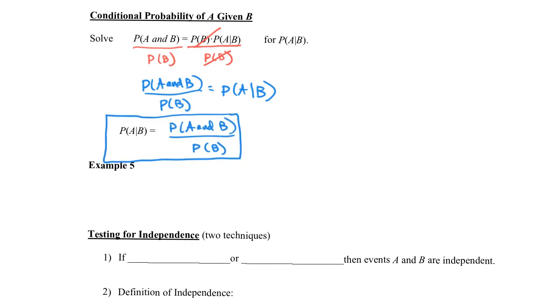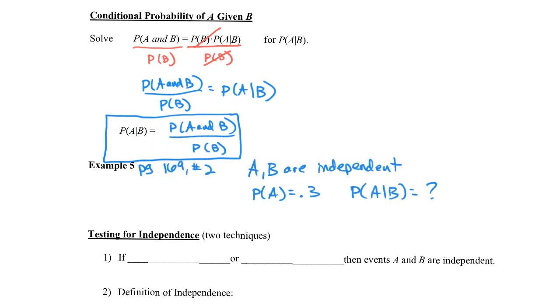So if you want to find conditional probability directly, you can use this formula: the probability of A given B equals this. Now in the problems when we have to do this, I'll show you another way to do it where we don't actually need the formula.